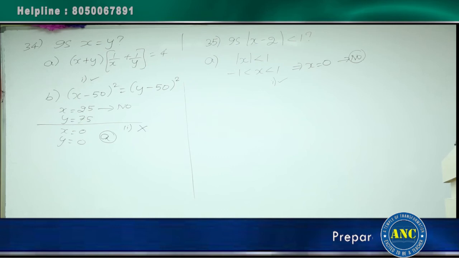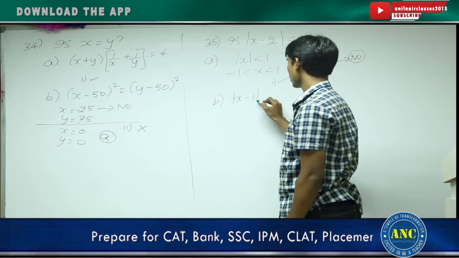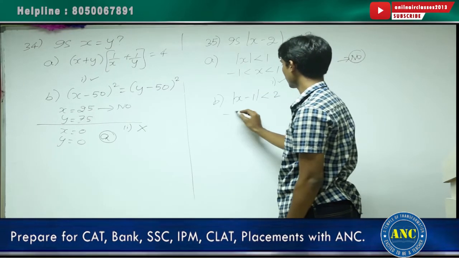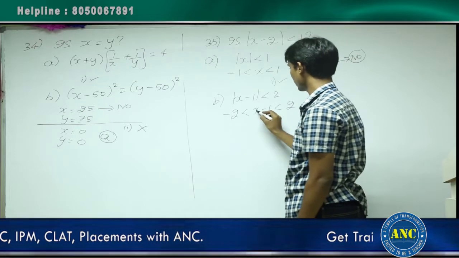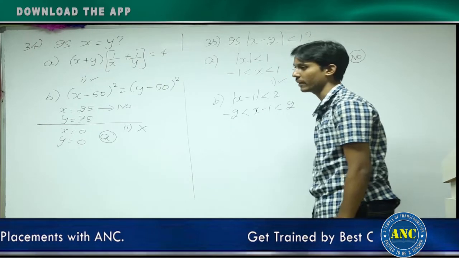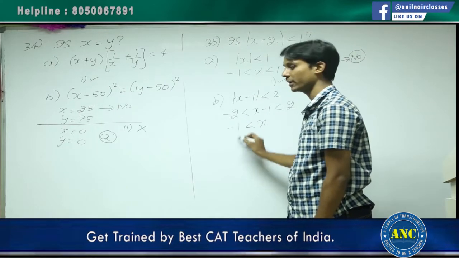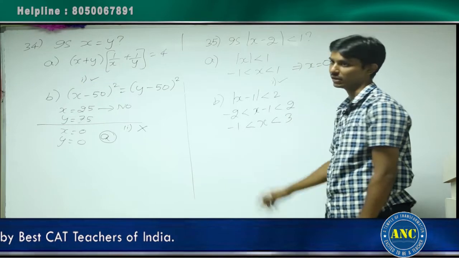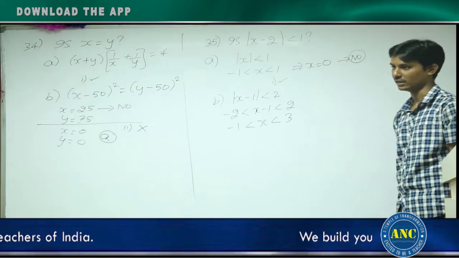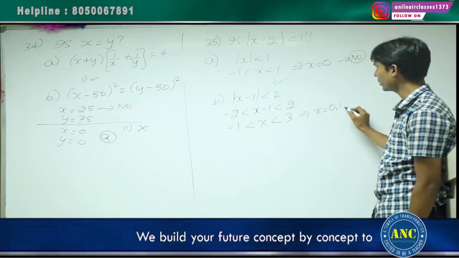Suppose I go for the second statement, mod of x minus 1 is less than 2. That means x minus 1 lies between minus 2 to plus 2. It becomes minus 2 less than x minus 1 less than 2. If I shift this minus 1 this side, it will become plus 3. Minus 1 less than x less than 3. What are the values of x which will satisfy? x can be 0, 1 and 2.